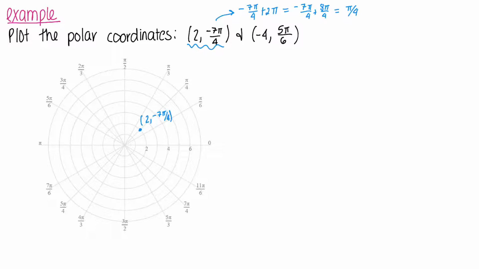And once again, you could have gone negative 7 pi units. So you could have gone this way, negative 7 pi over 4. But sometimes it's just easier to find that coterminal angle.